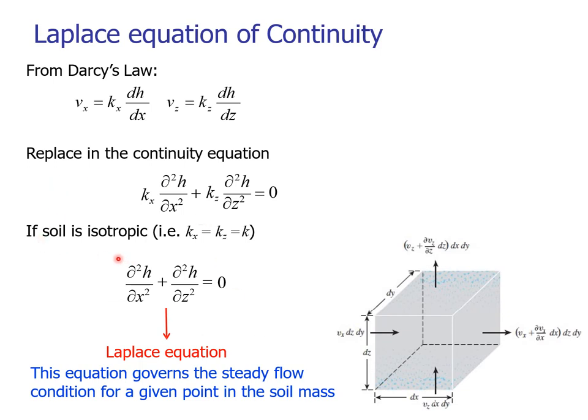And in the case of isotropic soil, which is one in which we have the same properties in different directions, ultimately you will get this equation. So this is the Laplace equation. This equation governs the steady flow condition for a given point in the soil mass.